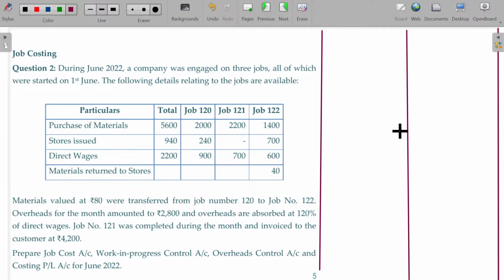Work in progress ledger control account. Overhead ledger control account. Costing P&L account. And even job cost account.